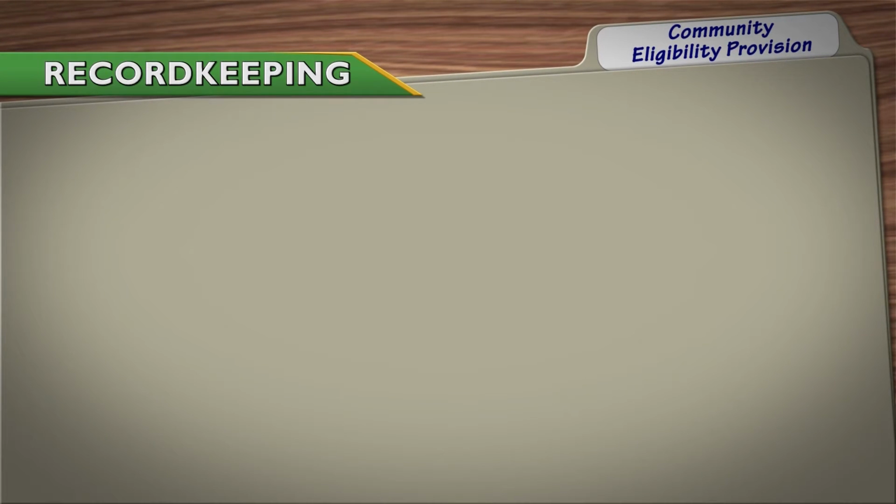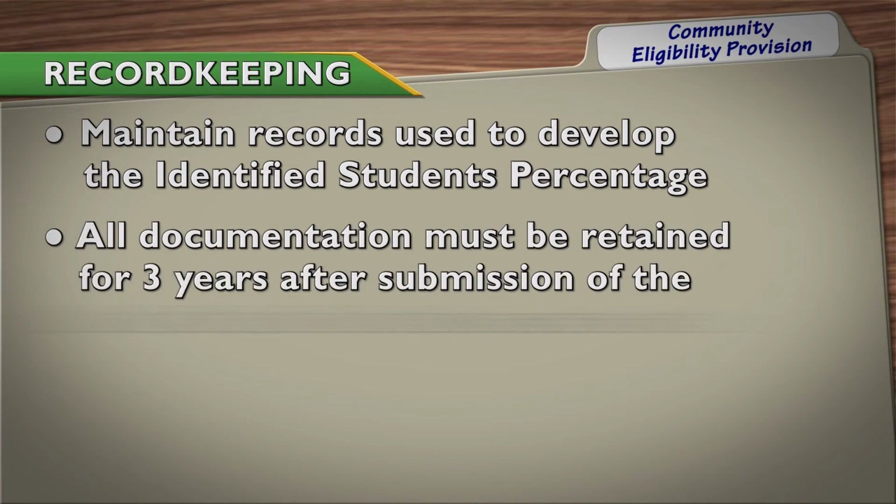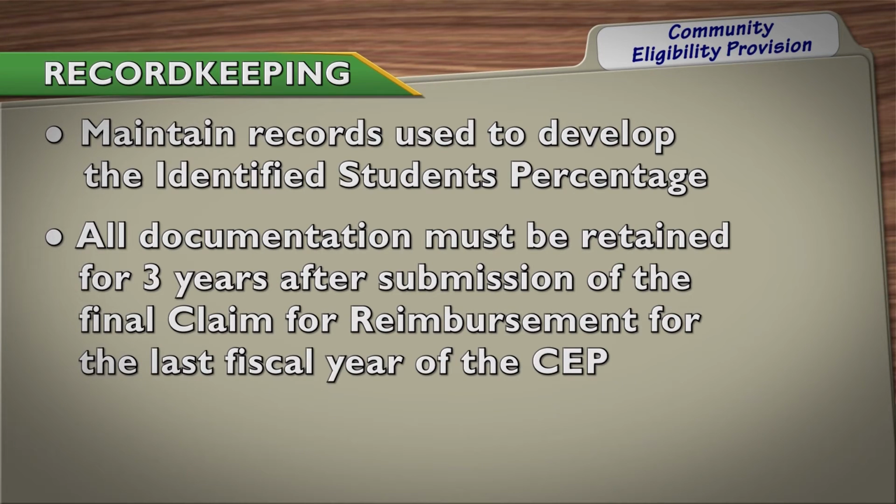LEAs and schools must retain records used to develop the identified student percentage, including records for the initial approval year and any year the ISP is updated, during the entire period the special provision option is in effect, including all extensions. All documentation must be retained for 3 years after submission of the final claim for reimbursement for the last fiscal year of the CEP.